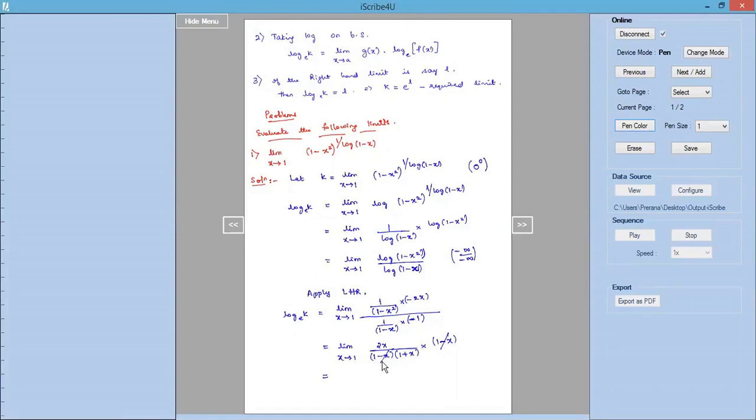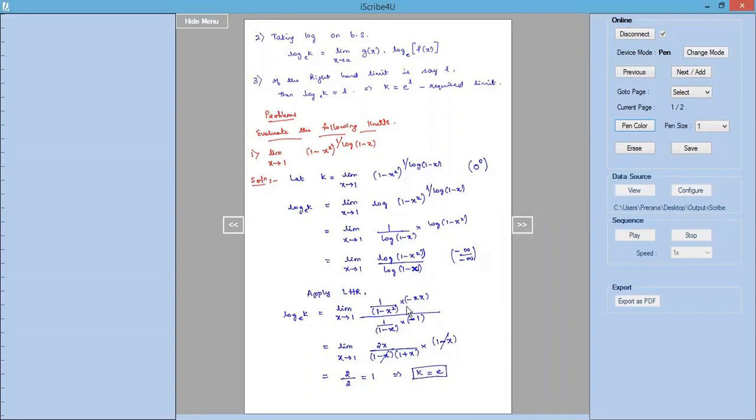So we have rewritten 1 minus x square in the a square minus b square form, a plus b into a minus b, and this 1 minus x went on to the numerator. Cancelling 1 minus x, we have 2x divided by 1 plus x. Applying limit as x tends to 1, evaluating the given limit, we get 2 divided by 1 plus 1, which is 1. So I have log k is equal to 1, which implies k is equal to e power 1. Taking anti-log on both sides, k is equal to e power 1, which is the required limit value.